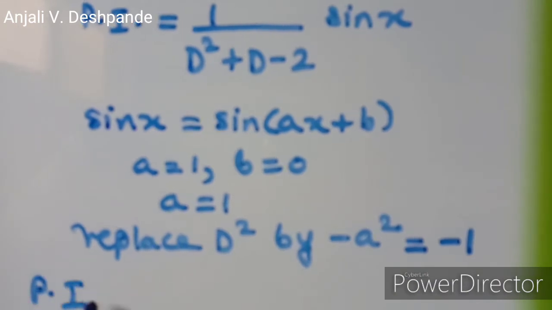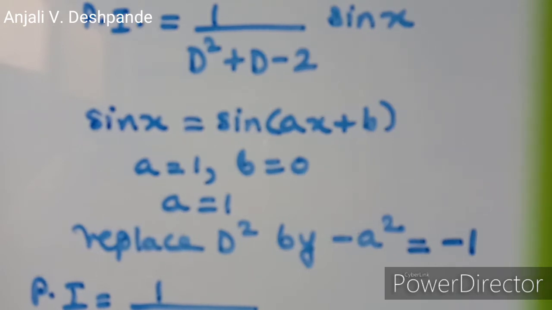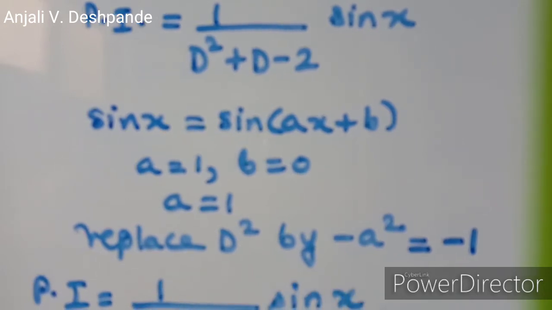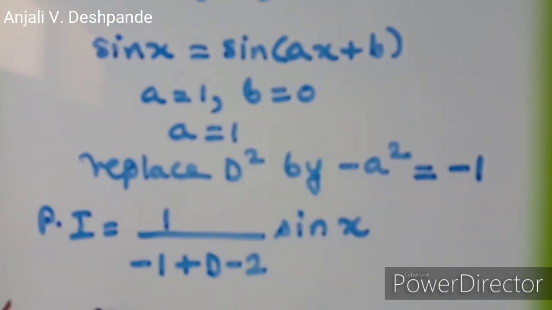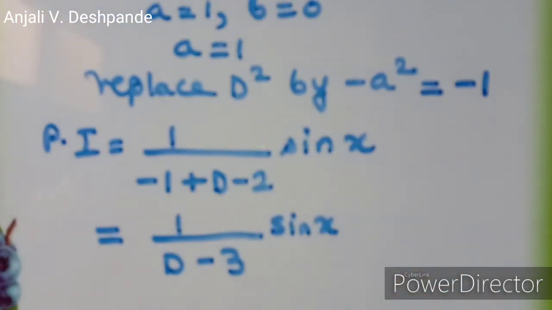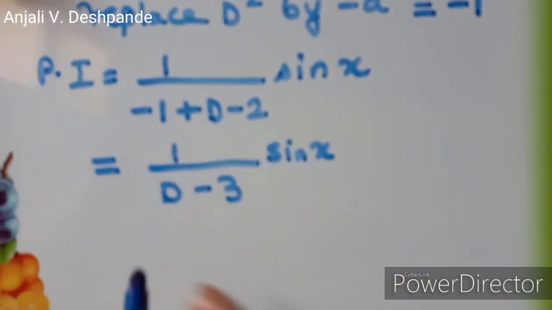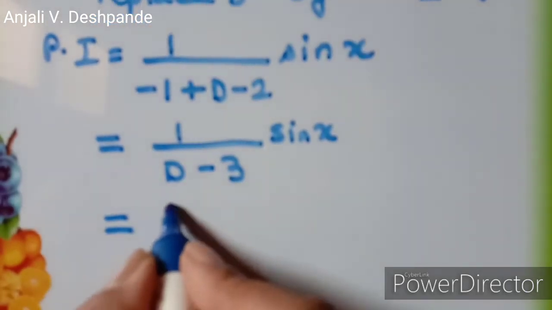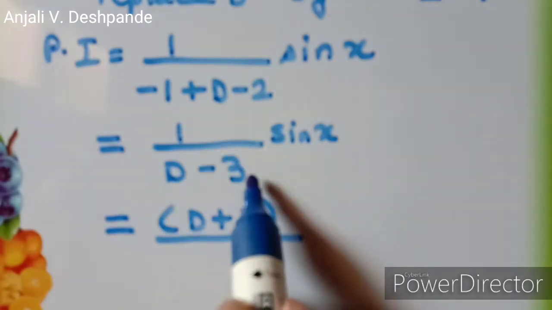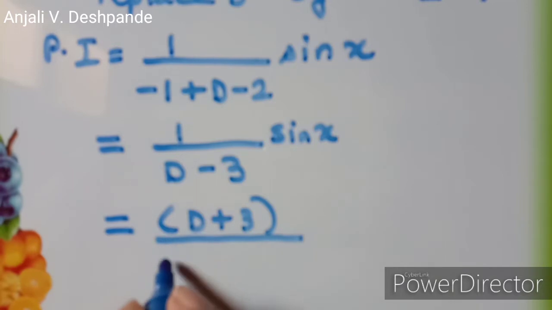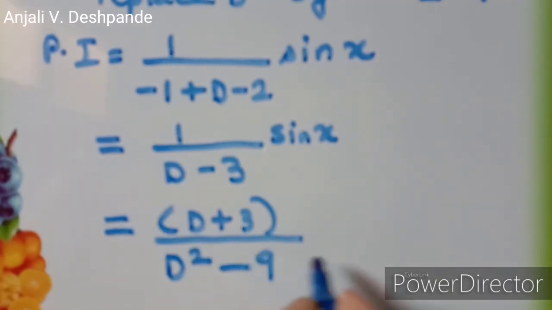So PI is equal to 1 upon minus 1 plus D minus 2, sin x. This will be equal to 1 upon D minus 3, sin x. Now we are going to rationalize the denominator. To rationalize, we multiply and divide by D plus 3. So here we will get D squared minus 9, sin x.